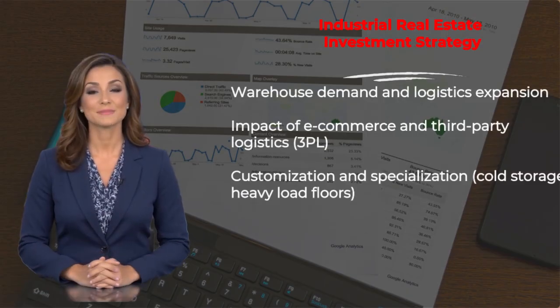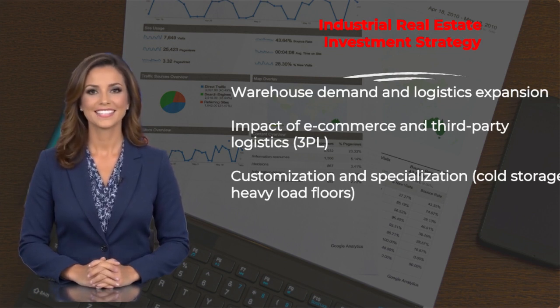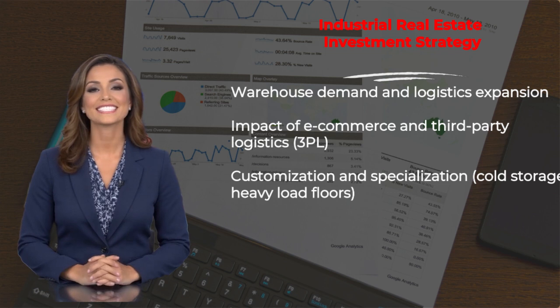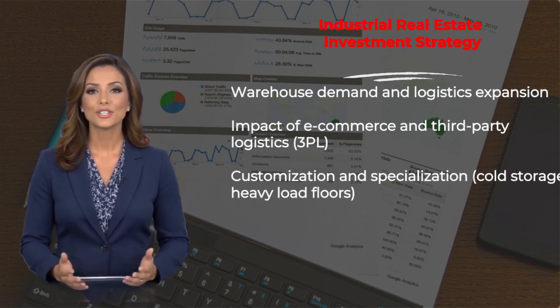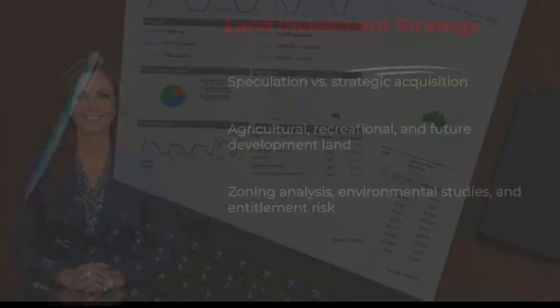Industrial real estate investment strategy. Warehouse demand and logistics expansion: impact of e-commerce and third-party logistics, 3PL. Customization and specialization: cold storage, heavy load floors. Long lease terms and low turnover. Site selection near ports, airports, and highways.